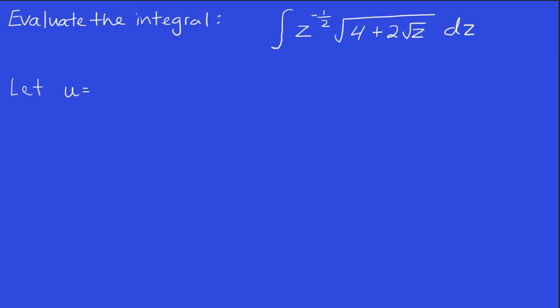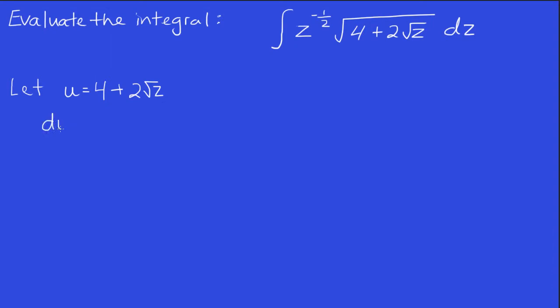so that's not a good idea. I guess we could let u be root z, because the derivative of root z is 1 over 2 root z, which is the same thing as 1/2 z to the minus half. And z to the minus half is there, so that would work. But I think it would be nicer just to let u be everything under the root sign, because when we take the derivative of that 4, it's just going to disappear anyways, and the 2 doesn't matter out front, so let's do it like that.